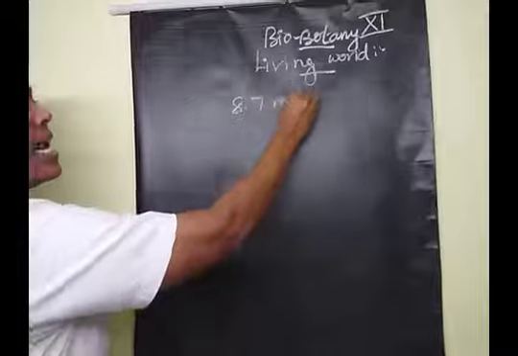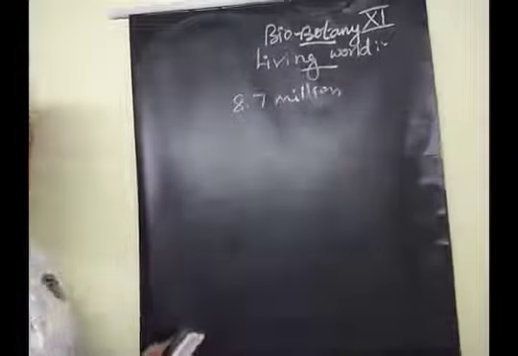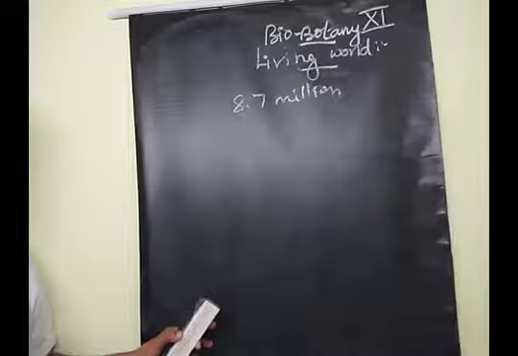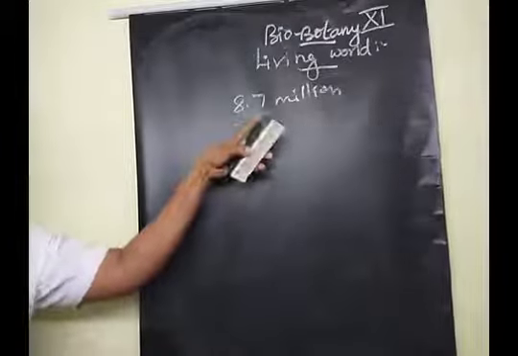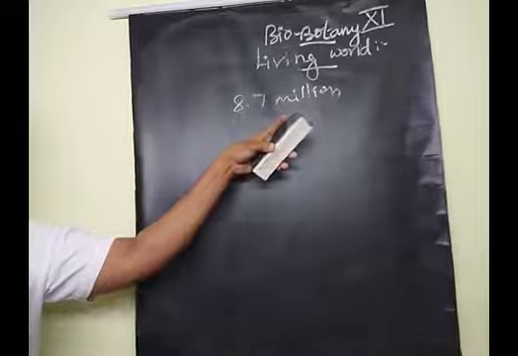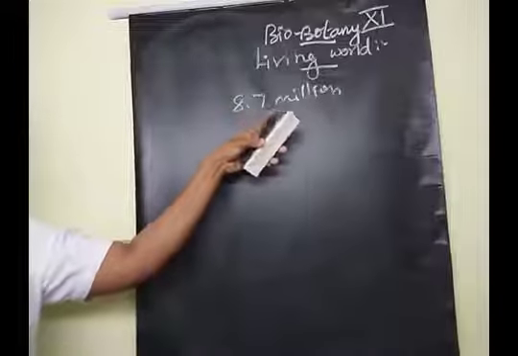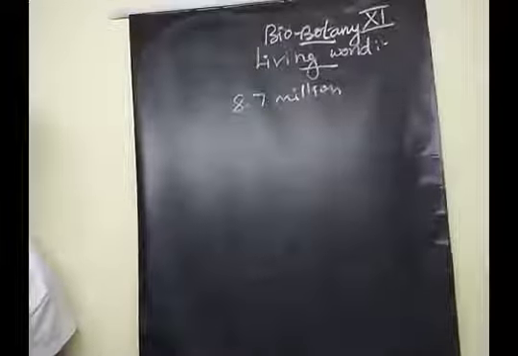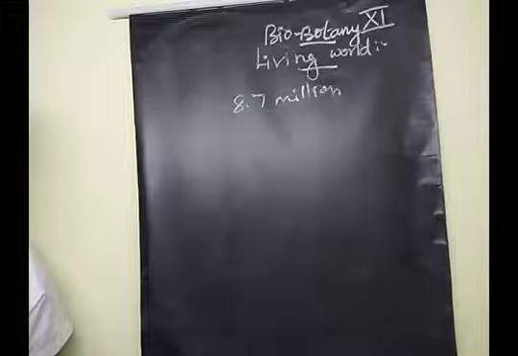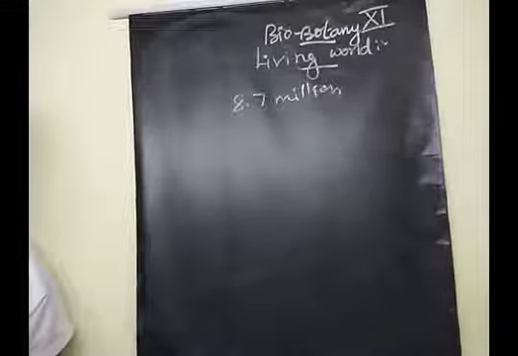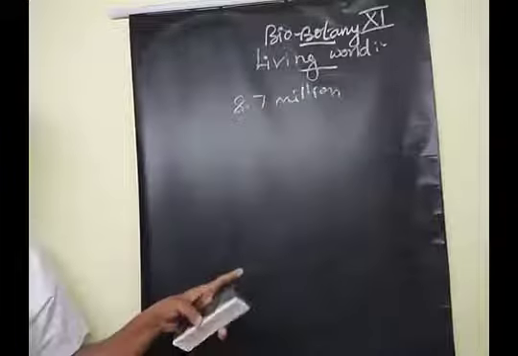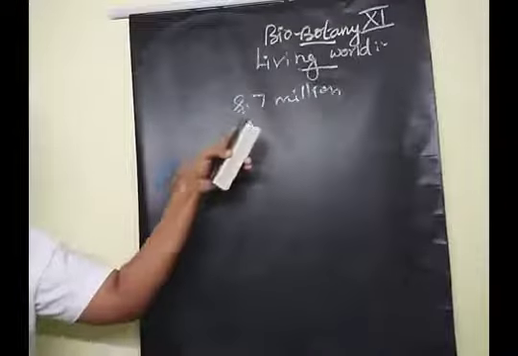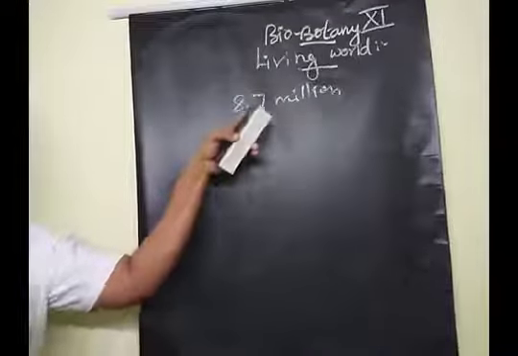8.7 million species are present in the world. This 8.7 million species includes microbes, plants, animals, and human beings. All these items come under this estimation. Clear?